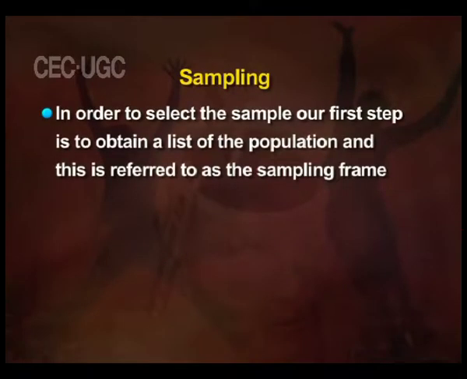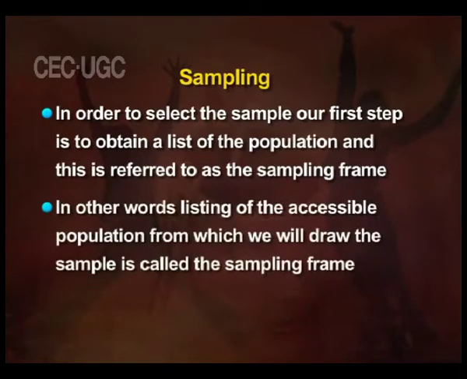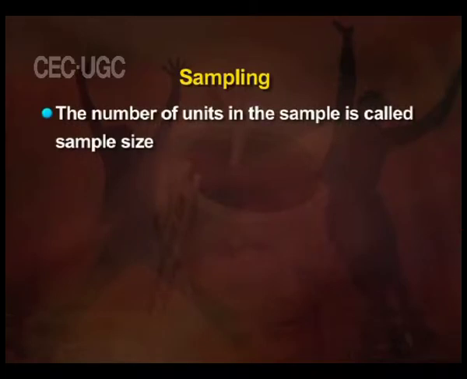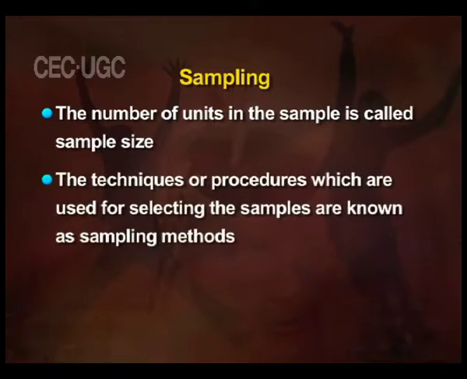In order to select the sample, our first step is to obtain a list of the population, and this is referred to as the sampling frame. In other words, the listing of the accessible population from which we will draw the sample is called the sampling frame. The number of units in the sample is called the sample size. The techniques or procedures which are used for selecting the samples are known as sampling methods.